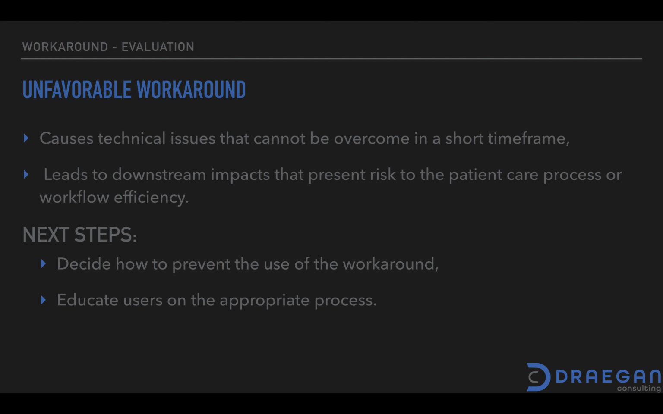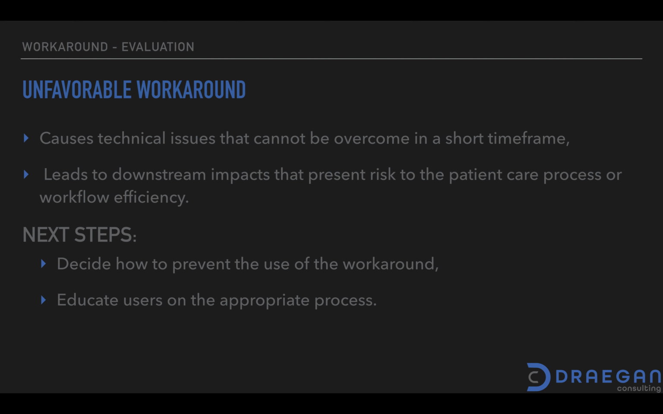If it's an unfavorable workaround that you have discovered, the next steps for the organization or for those that are responding to it should be to decide how to prevent use of the workarounds. If that is going to be done just on an educational basis, if there are any guidelines or policies that need to be adjusted, if there are any technical changes that need to be made to prevent the incorrect path from being taken, or the undesirable path from being taken.